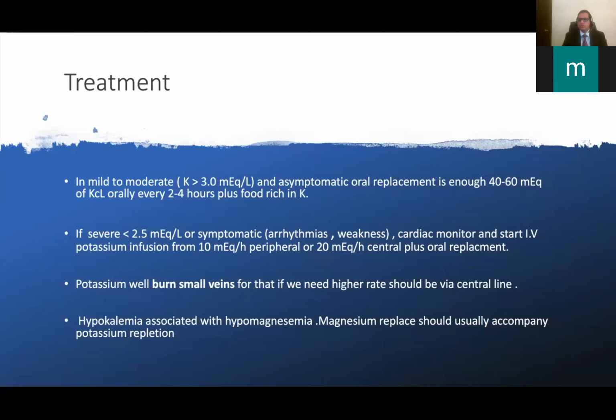Hypokalemia is also associated with, and this is an important factor that we forget about sometimes, hypomagnesemia. So magnesium replacement should usually accompany potassium.